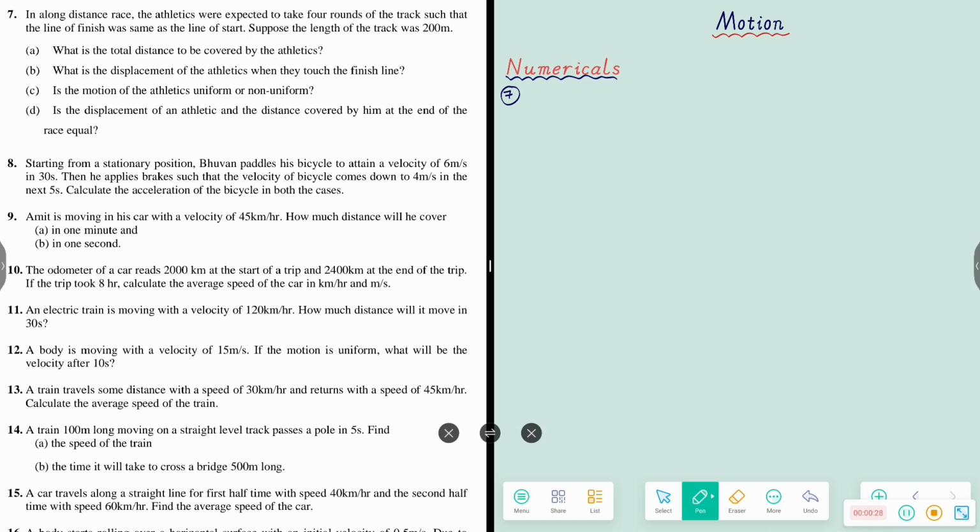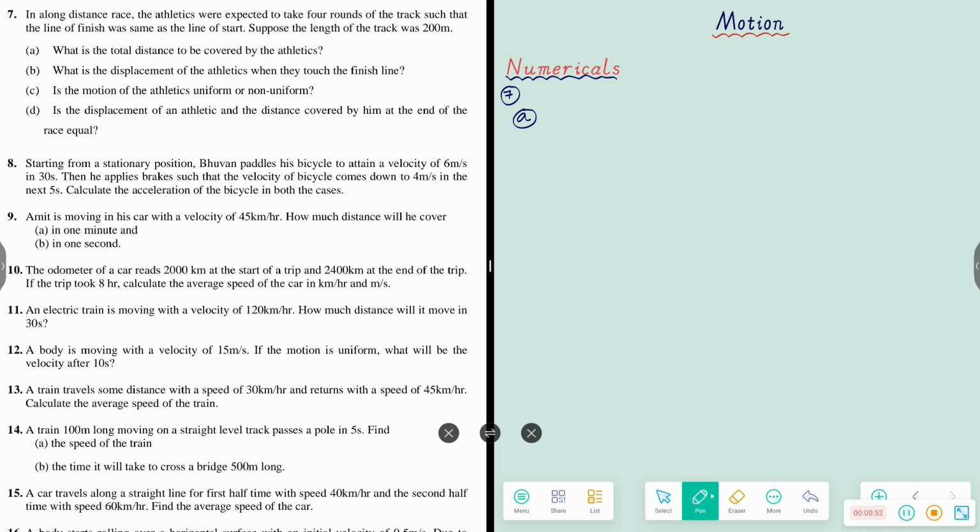So here question number 7. In long distance race, the athletes were expected to take 4 rounds of the track such that the line of finish was same as the line of start. Suppose the length of the track was 200 meters. First question they are asking, what is the total distance covered by the athletes?